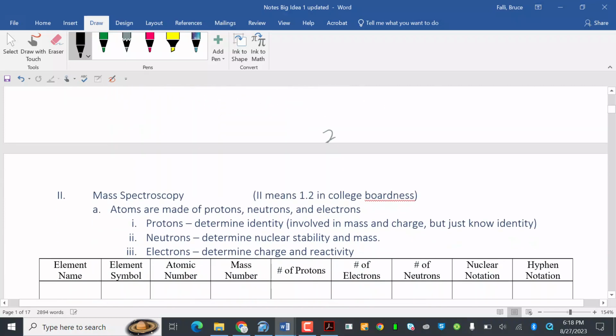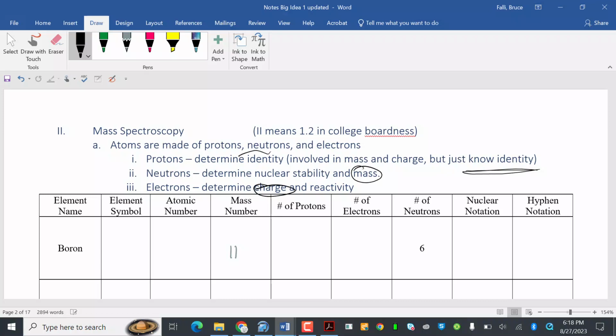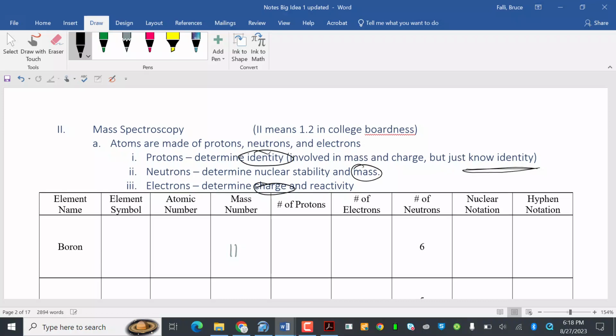All right. Now, part 2. Mass spectroscopy. So atoms are made of protons, neutrons, and electrons. There's a lot of stuff going on here, okay? Protons determine the identity. They're involved in mass and charge, but for now, just know that's identity. Neutrons determine nuclear stability and mass, and electrons determine charge. So right now we're focusing on charge and identity, okay?